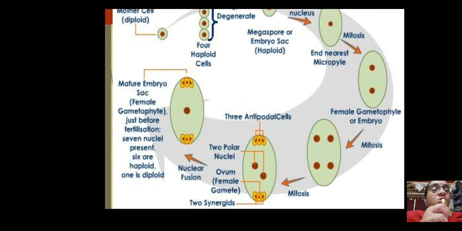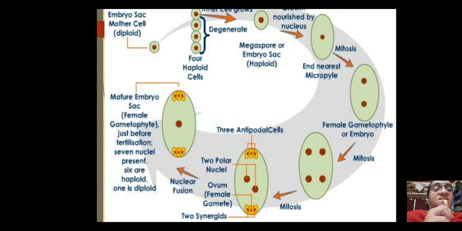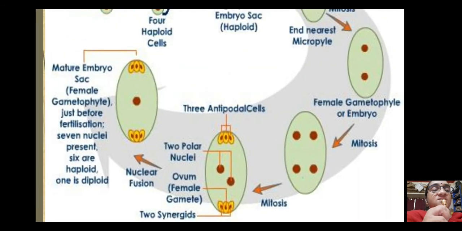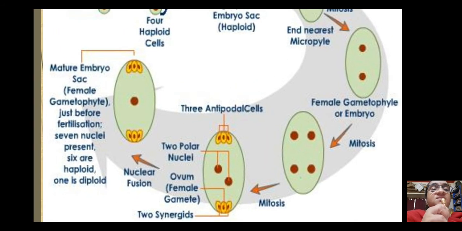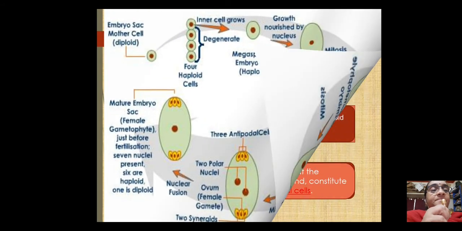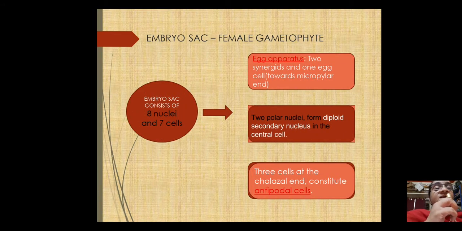The 3 cells at the top are called antipodals. And of the 3 cells at the bottom, the center one is called the egg, and the 2 cells at the side are called synergids. The one in the center is called the central cell. So the embryo sac consists of the egg apparatus, 2 synergids and 1 egg cell, located towards the micropylar end, 2 polar nuclei which form the diploid secondary nucleus in the central cell, and 3 cells towards the chalazal end, which constitute the antipodal cells.